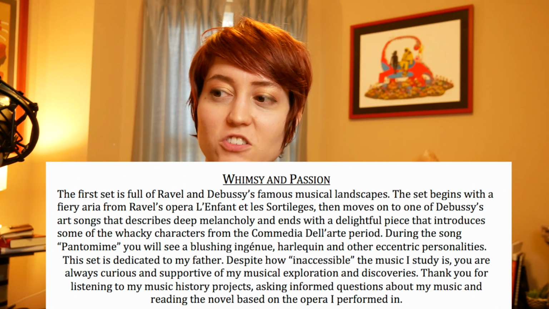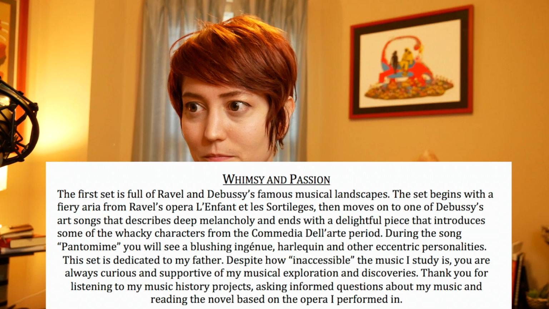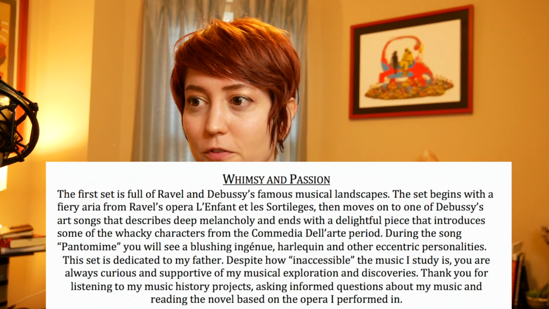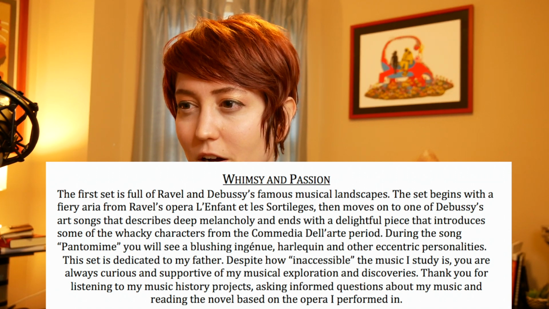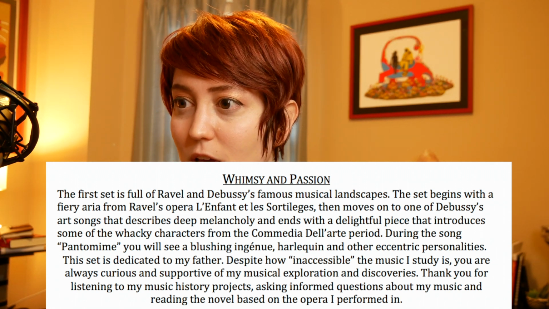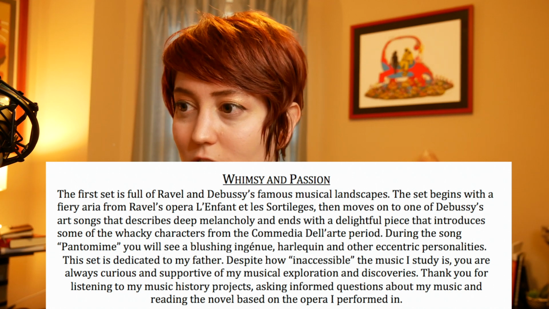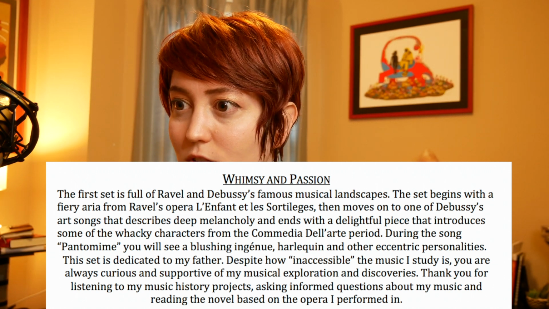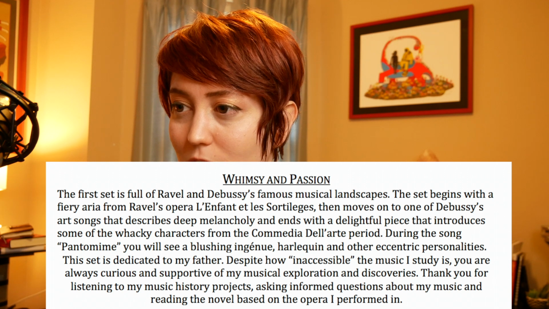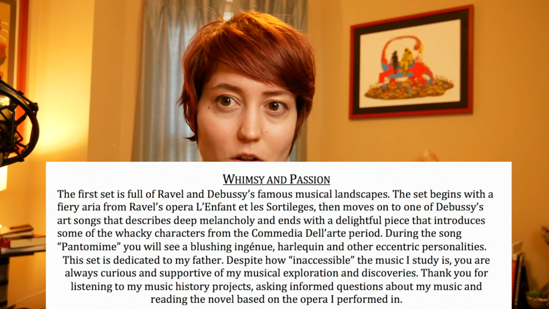And then the way I started it, the way I introduced it was something like, I'll read the first part of it. The first set is full of Ravel and Debussy's famous musical landscapes. The set begins with the fiery aria from Ravel's opera L'Enfant et les Sortilèges, and then moves on to one of Debussy's art songs that describes a deep melancholy and ends with a delightful piece that some of the wacky characters in Commedia dell'arte, blah, blah, blah.